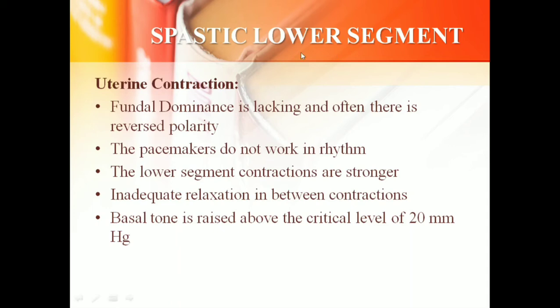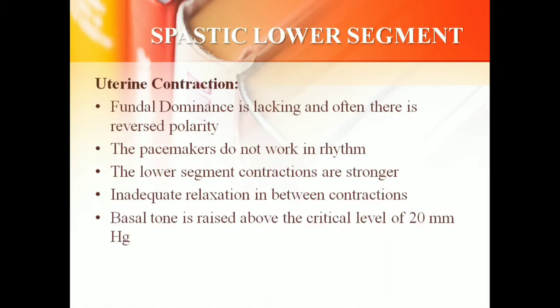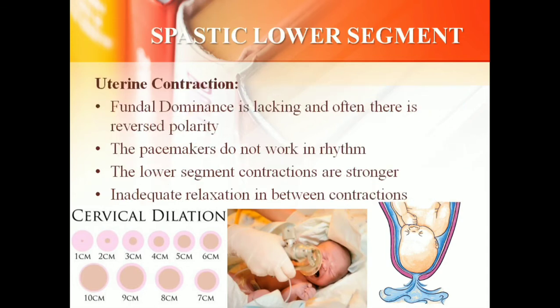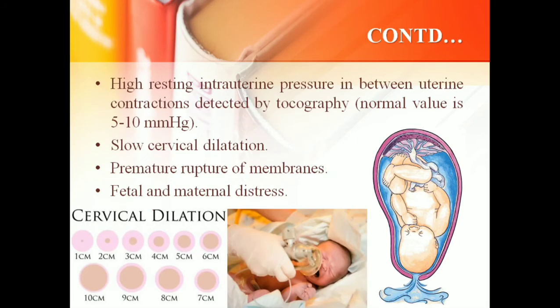Then the lower segment contractions are stronger, and there is inadequate relaxation in between contractions, which we already discussed. That is high resting intrauterine pressure in between the uterine contractions detected by tocography. So that will be high. Here we can see inadequate relaxation in between contractions, and the basal tone is raised above the critical level of 20 mmHg. So that is basal tone, which we already studied.